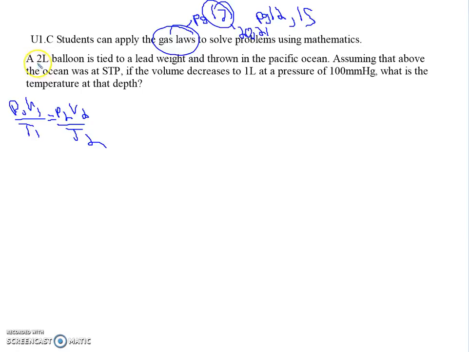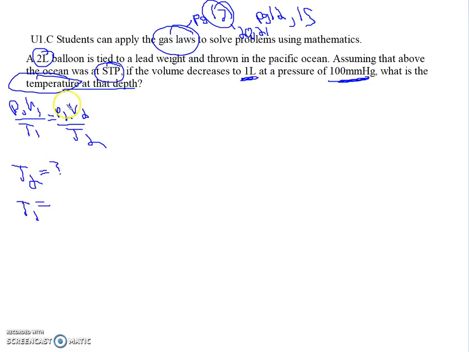Now let's read and annotate this. A 2-liter balloon, okay, I know liters is volume, is tied to a lead weight and thrown in the Pacific Ocean. Hey, we live by that. Assuming that above the ocean was at STP, aha, so this is actually connected to the previous standard. If the volume decreases to 1 liter at a pressure of 100 millimeters of mercury, mmHg, what is the temperature at that depth? So I'm looking for temperature.